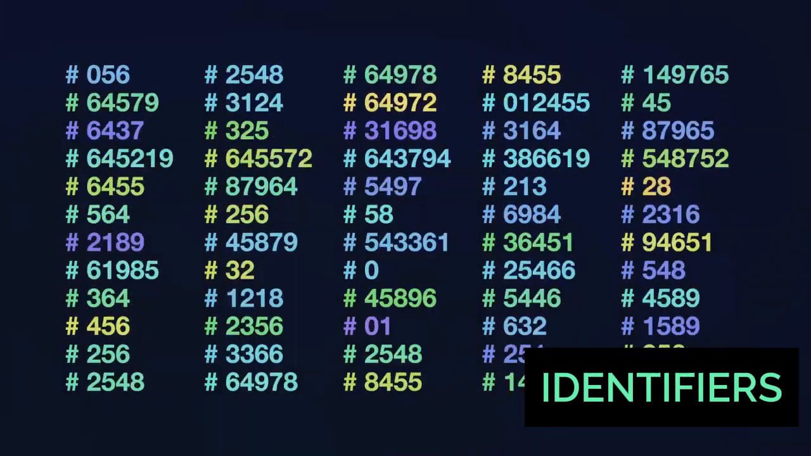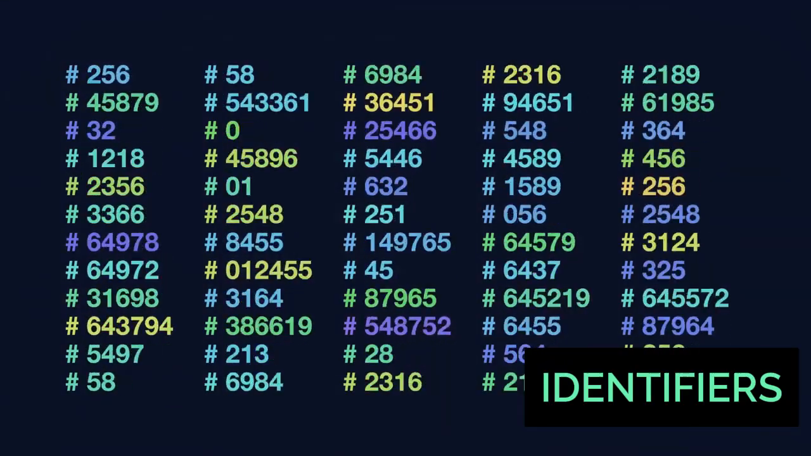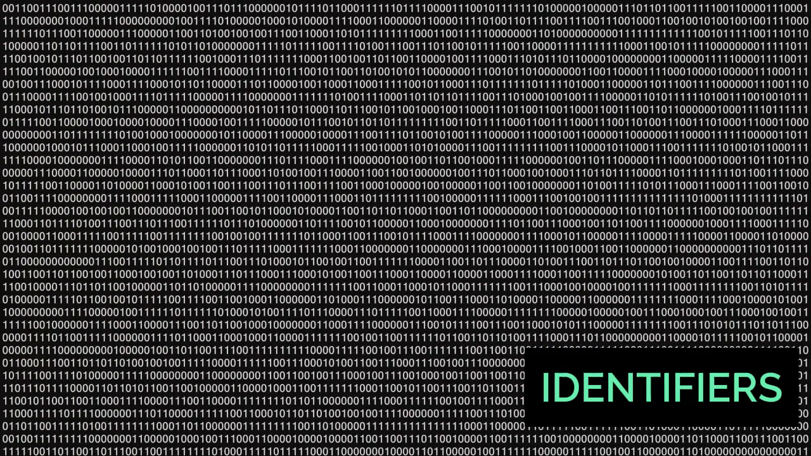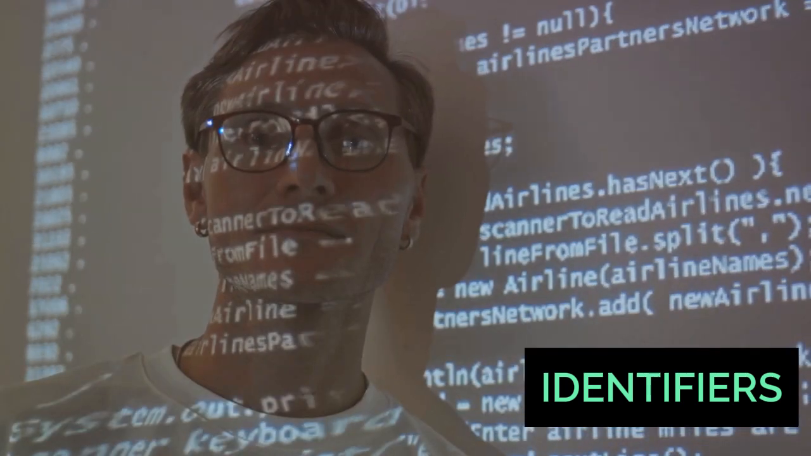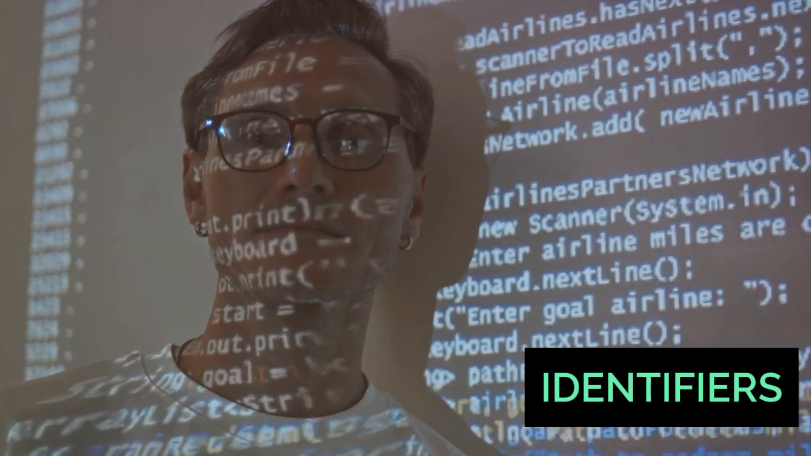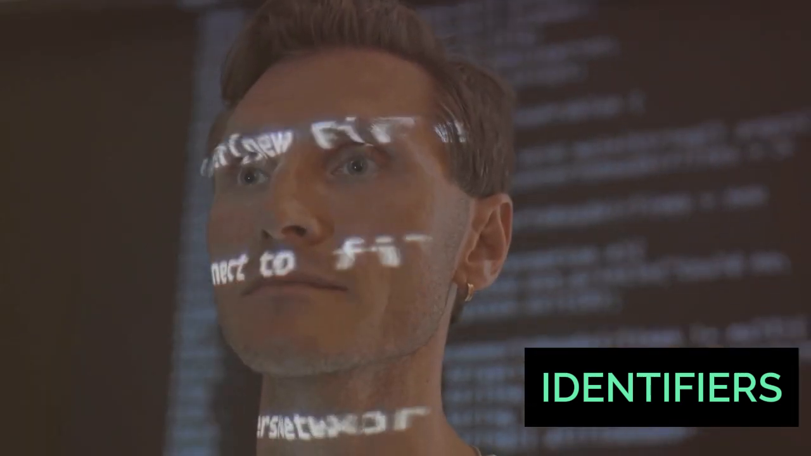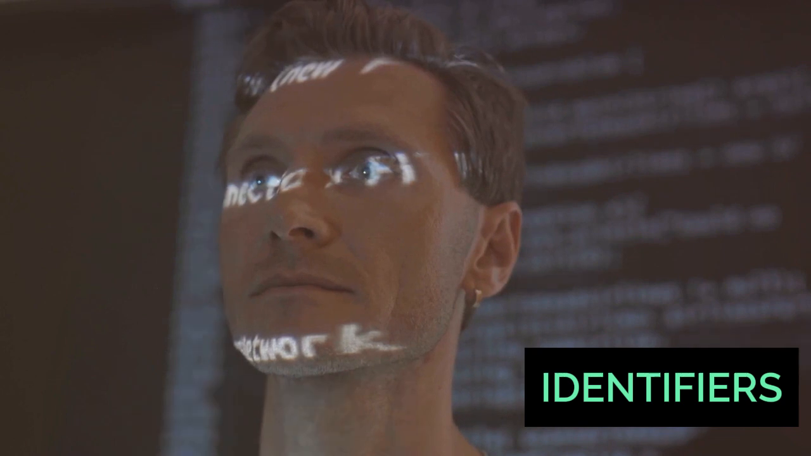A quick tip: they must start with a letter or an underscore, followed by letters, underscores, or digits. Remember, the C language is case-sensitive, so height and Height are two different identifiers. Let's take an example. Suppose we have a variable named age in our program. Here, age is the identifier, helping us work with this specific variable throughout the code.